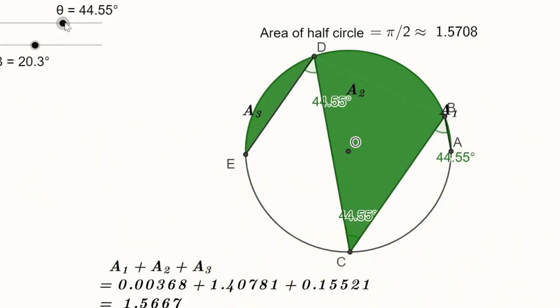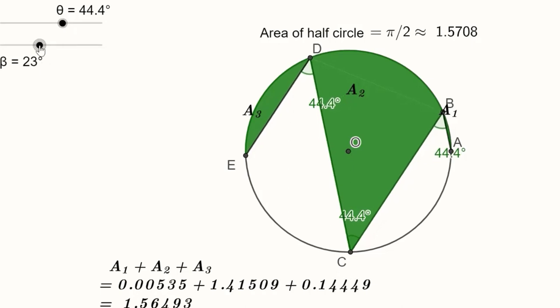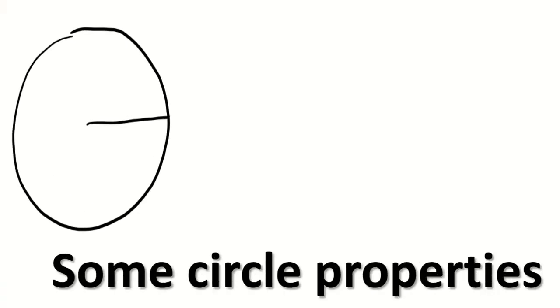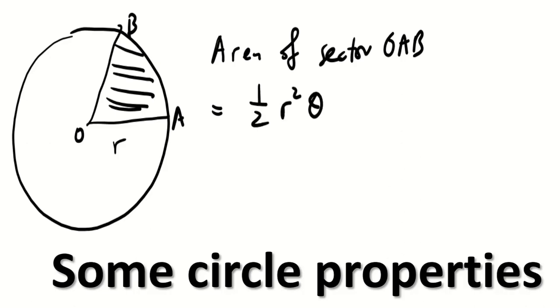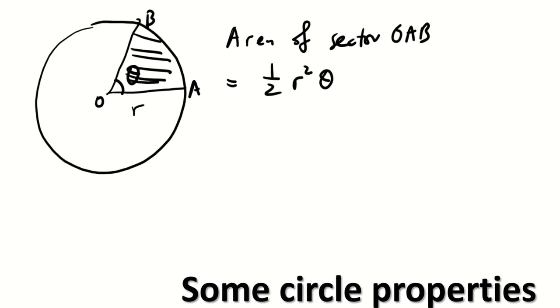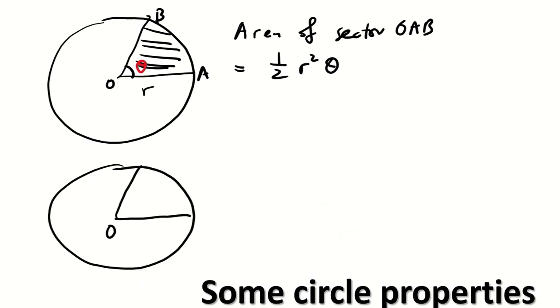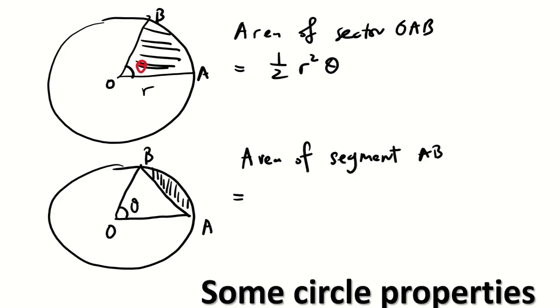To solve this question, let us recall some properties of a circle. For a circle with radius r, the area of the sector OAB equals half r squared theta, where the angle here is theta. Then, using the same circle with the same sector OAB and the same angle theta, what about the area of this segment? The area of segment AB equals half r squared theta minus half r squared sine theta.